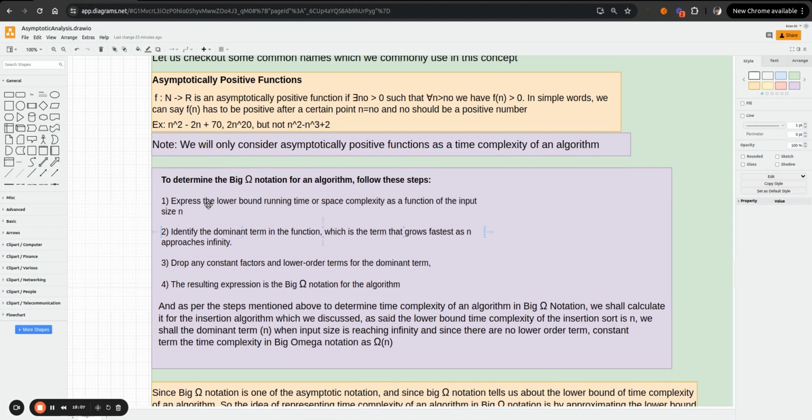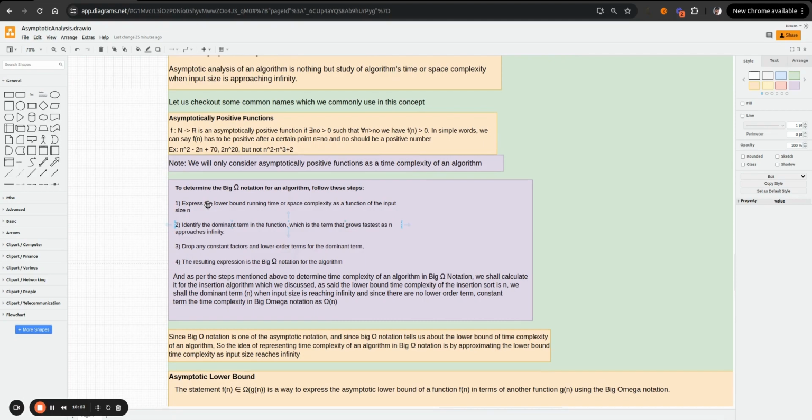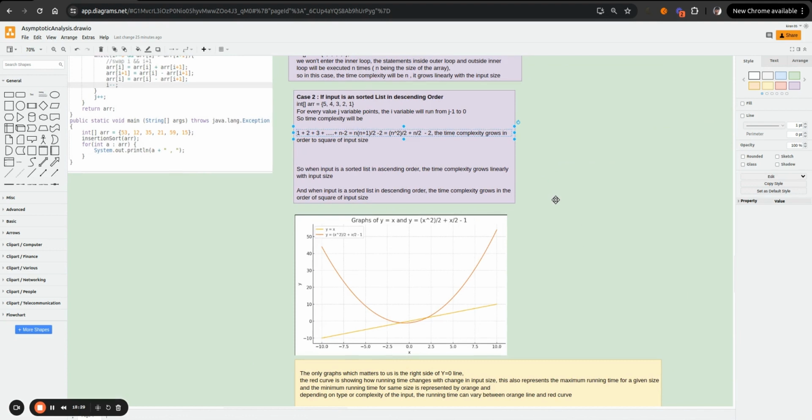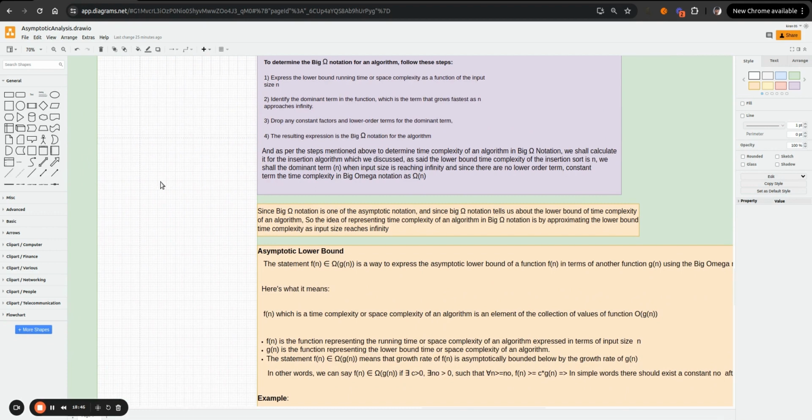The first step is to express the lower bound time complexity or space complexity of the given algorithm in terms of input size, let us say n. So let us determine the big omega notation time complexity for the first example which I have seen, which is insertion sort. For this we have seen n is the lower bound time complexity, and this quadratic equation is the upper bound time complexity. So we have to use this lower bound time complexity, which is n, to determine the big omega notation.